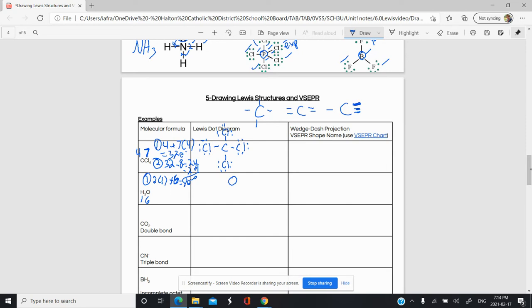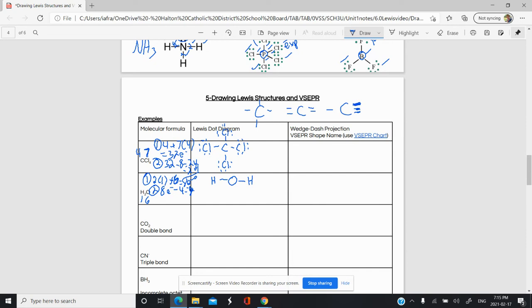8 electrons to place. So our central atom is going to be oxygen. There's only one of it. And we're going to connect the hydrogens to it using single bonds. And so what we've done is we've placed 4 electrons already, 2 in one bond, 2 in the other. So minus 4, that means there's 4 electrons left to place.